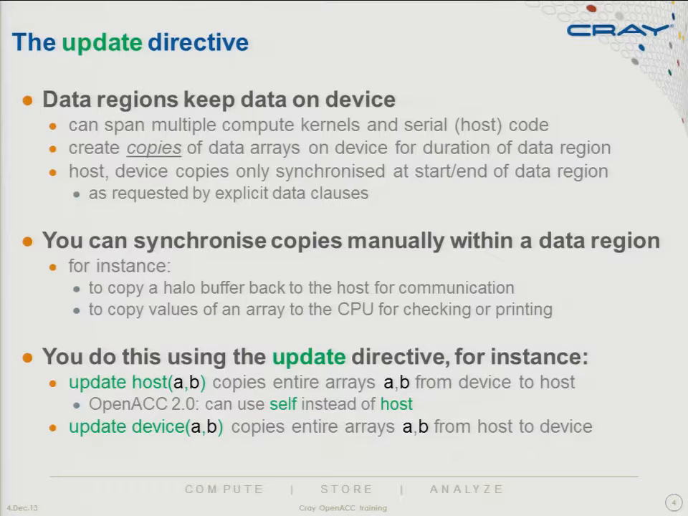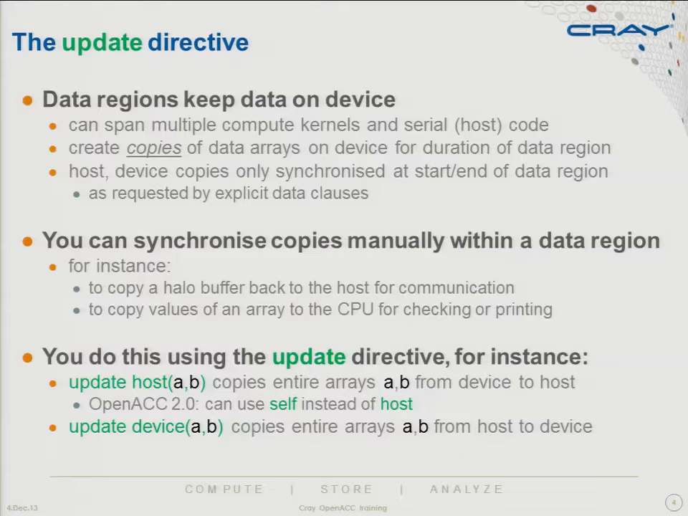And these are directives, written as hash pragma acc, and then update host A, B. What this will mean is that the arrays A and B, which are on the device, the GPU, will be copied to the host, which is the CPU. So host is telling you where they're ending up. And if you do want to copy them from CPU to GPU, you say update device A, B. It's just a comma-separated list of arrays.